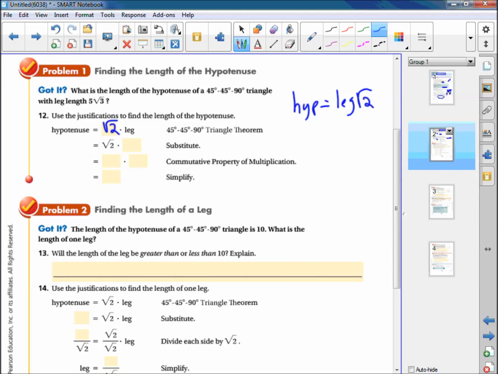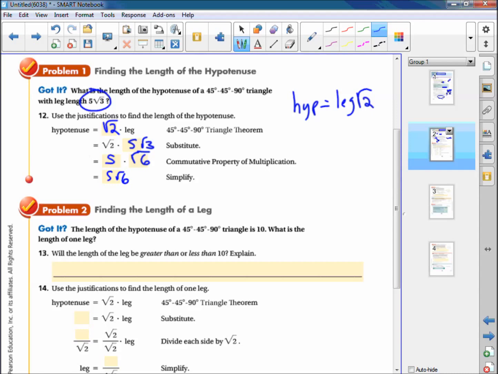In this case, square root of 2 times our leg's length, which is 5 root 3. Then we're going to use the commutative property of multiplication to get our roots together. So we're going to do this as 5 and then root 2 times root 3, and root 2 times root 3 is just going to be root 6. And that's going to be our final answer here: 5 root 6.